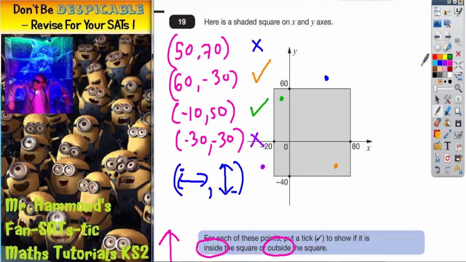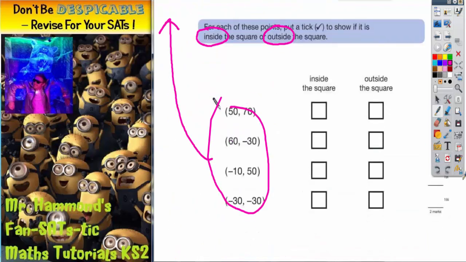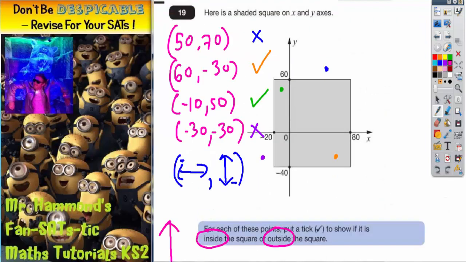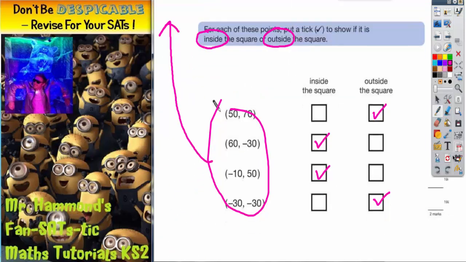So when it comes to ticking the boxes, we only need to be ticking the middle two. So tick the middle two. And the top and bottom one are outside the square. So middle two are inside, top and bottom are outside. And that is your final set of answers.